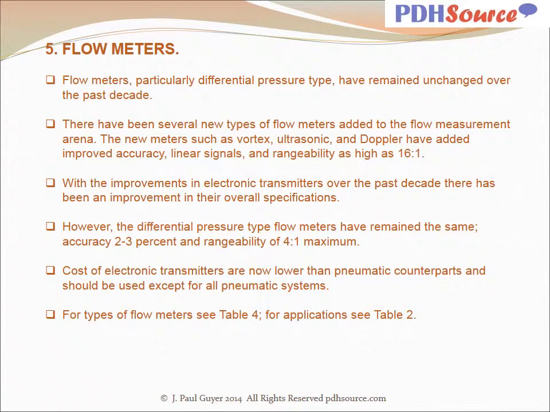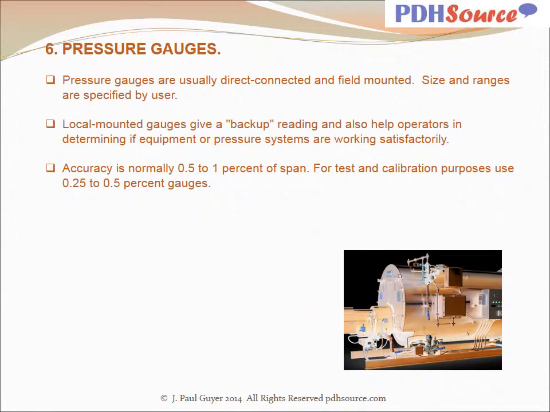The cost of electronic transmitters are now lower than pneumatic counterparts and should be used except for all pneumatic systems. For the types of flow meters, see Table 4. And for their applications, see Table 2.